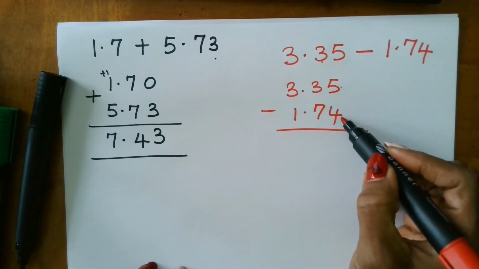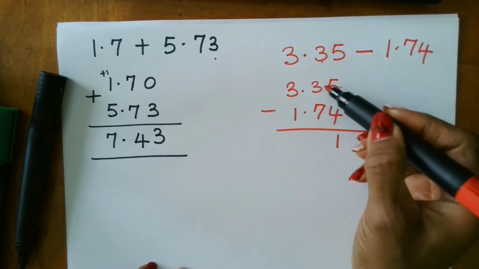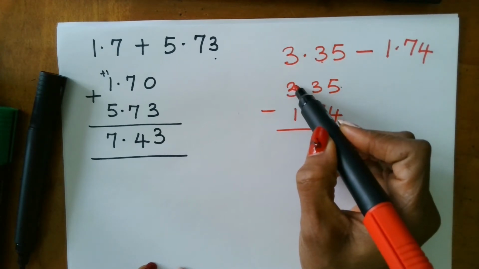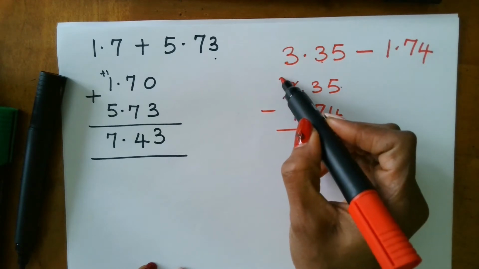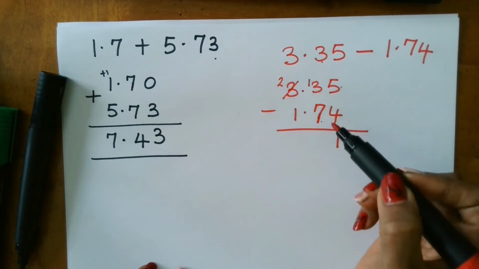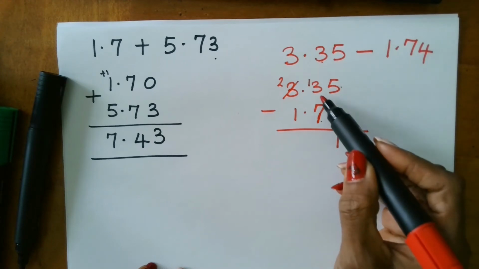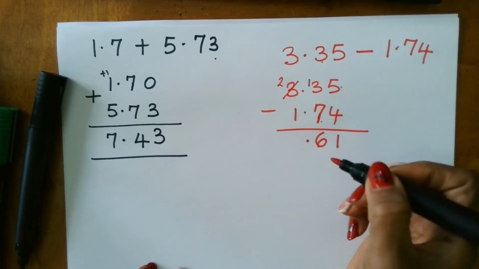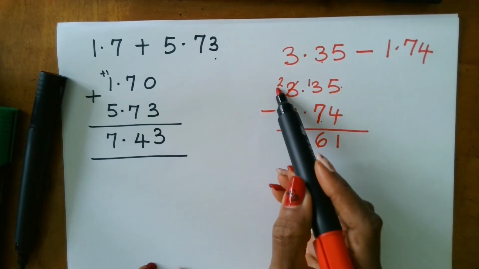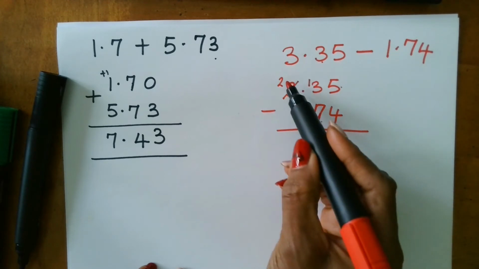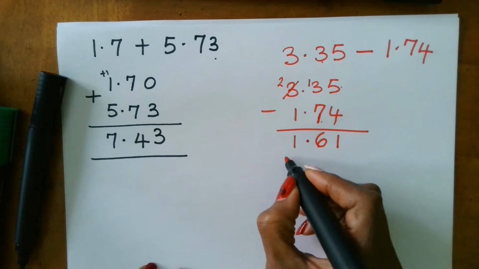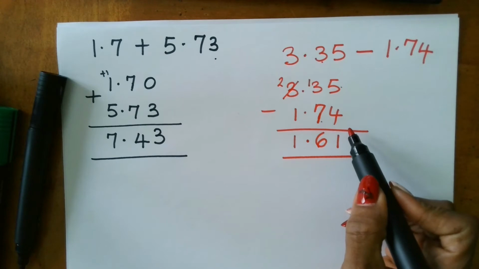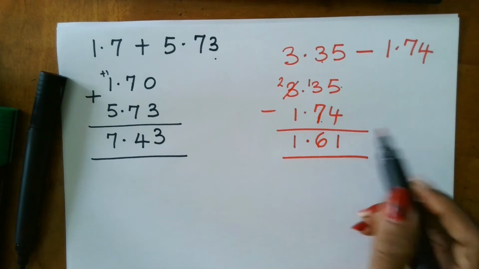5 take away 4 gives you 1. 3 take away 7 cannot go, so what we do is we borrow 1 from here. We're left with 2, so the 1 goes in front of the 3 to make 13. If we take away 7 from 13, we've got 6. We'll put the decimal point. We've got 2 left, so if we take away 1 from 2, we've got 1 left. So this is the answer for adding decimals and subtracting decimals.